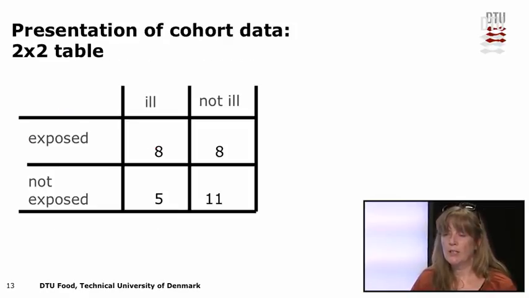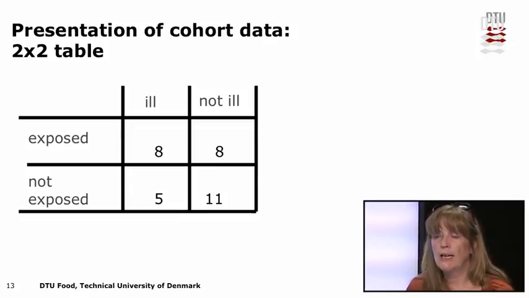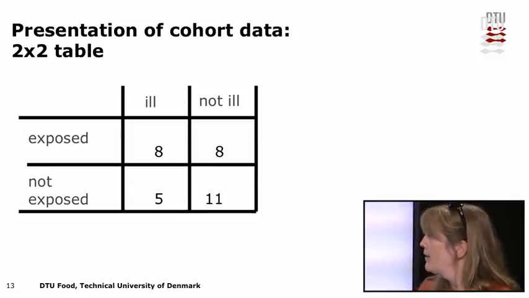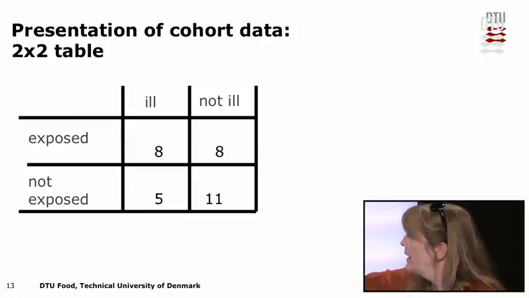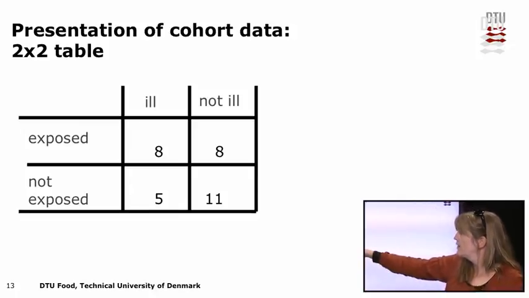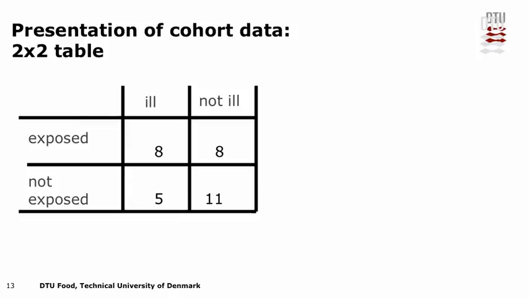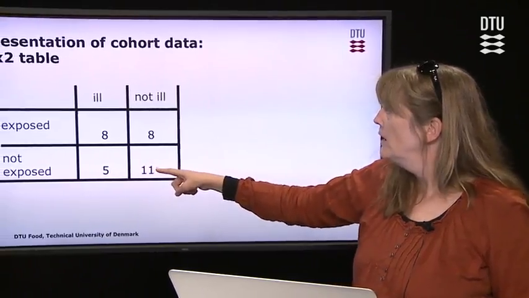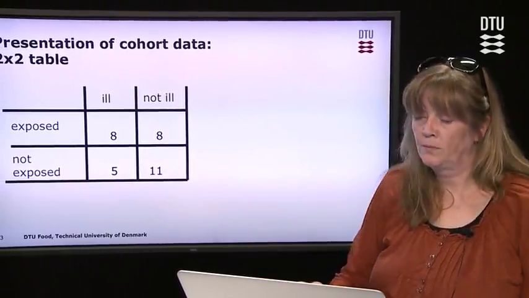You have a presentation here of cohort data. It's of course a very simple example, but it's often very illustrative to put it in these 2x2 tables. So in this table, we will have 8 people that have been ill and exposed to a certain factor. We will have 8 people here that are not ill and also exposed, and 5 that are ill, not exposed, and not ill and not exposed.